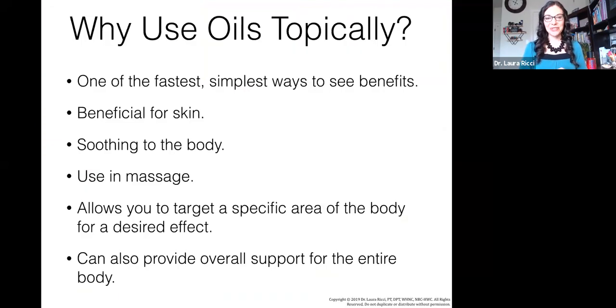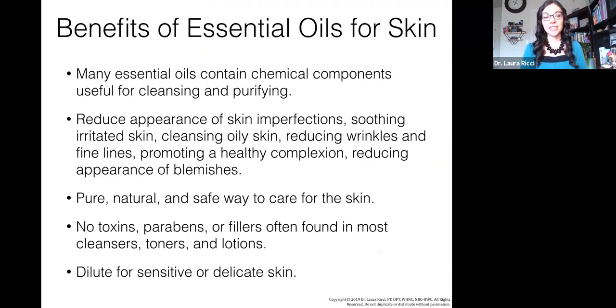So why do we want to use essential oils topically? Why do we want to talk about this? Well, it's actually one of the fastest and simplest ways to see benefits. It's very beneficial for the skin. It's very soothing to the body. You can incorporate it and use it as part of a massage, and it really allows you to target a specific area of the body, which is really helpful to get that desired effect. And you can also provide overall support for the entire body in this way. So there's a lot of cool things that you can do with this, and there's many benefits as well.